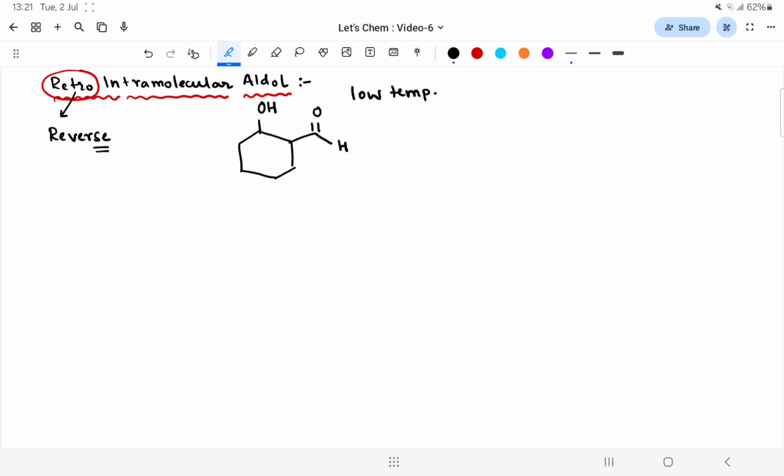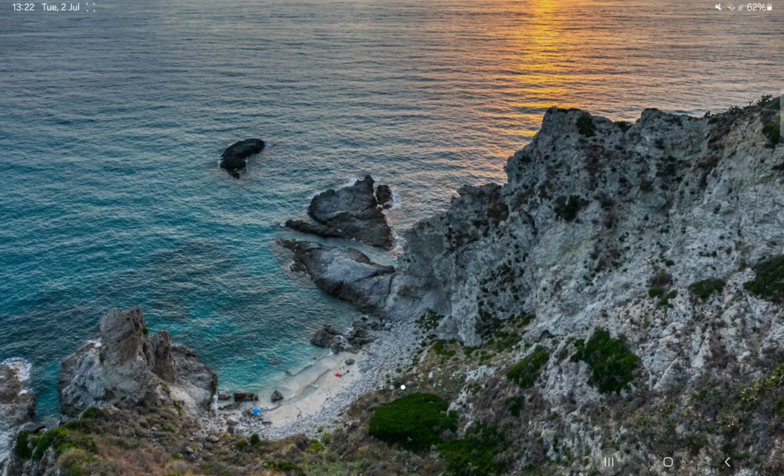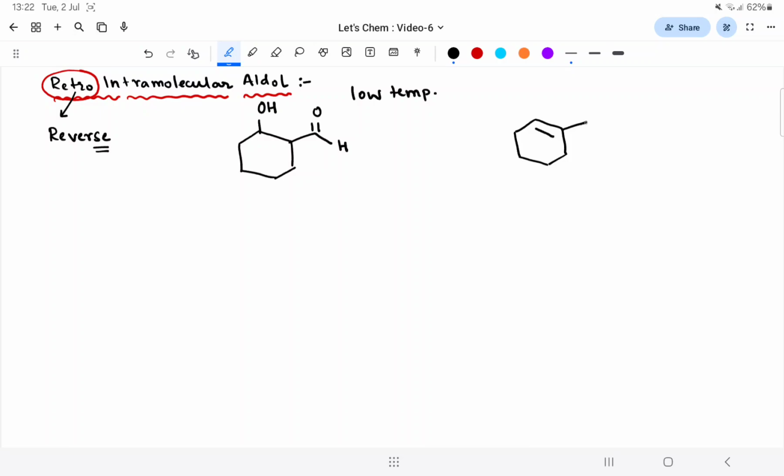One more compound is there. You know how to form that compound, it's alpha beta unsaturated. So one more compound exists here. Both can be given to us for retro intramolecular aldol. That looks something like this, and this is the product at high temperature, and I hope you know how to reach from here to here.